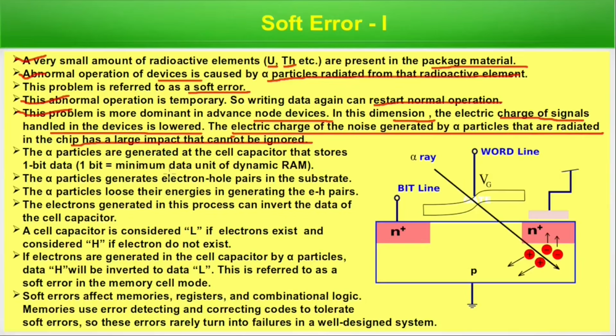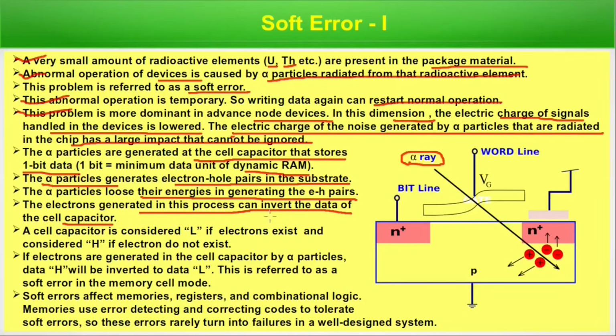The alpha particles are generated at the cell capacitor that stores 1 bit data, 1 bit minimum data unit of dynamic RAM. We have mentioned that it's more important for memory devices. The alpha particles generate electron-hole pairs in the substrate. Alpha particles lose their energies in generating the electron-hole pairs. The electron generated in the process can invert the data of the cell capacitor. The alpha particle has its energy, and that energy creates electron-hole pairs in the substrate.